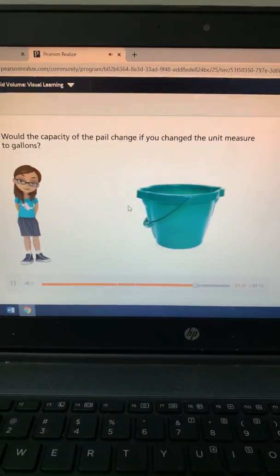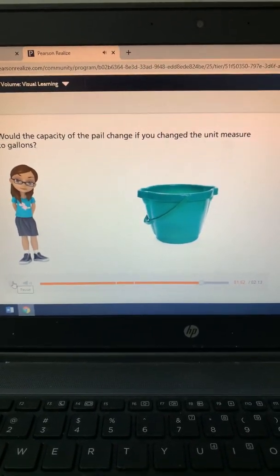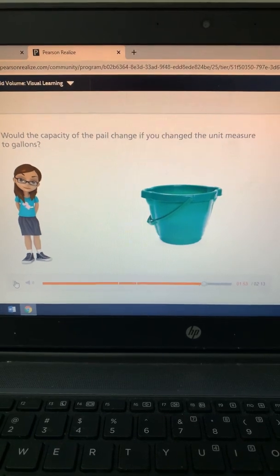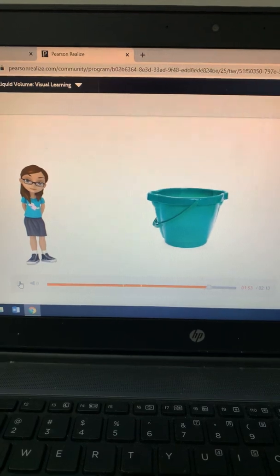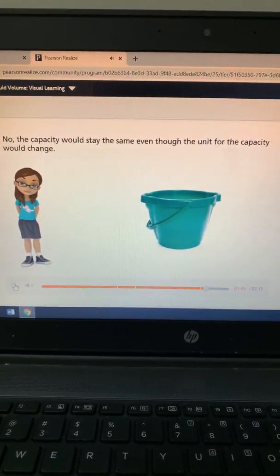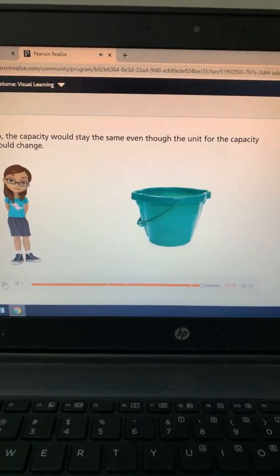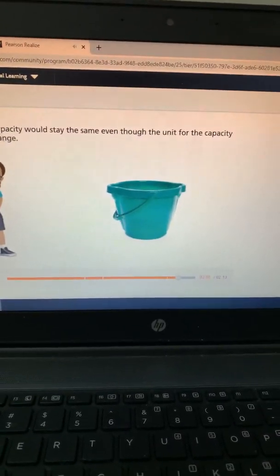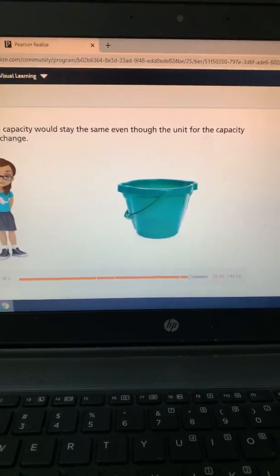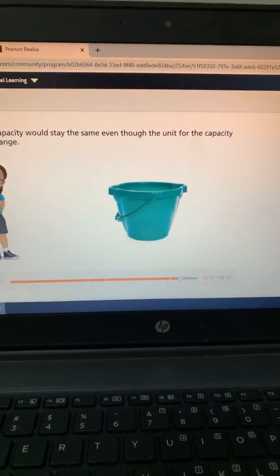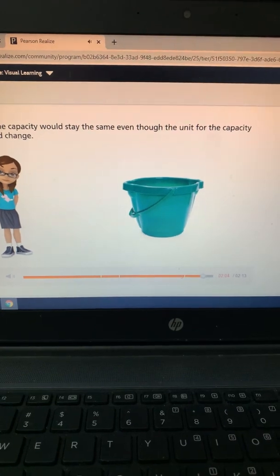Would the capacity of the pail change if you changed the unit measure to gallons? All right, so would the capacity change? Would it hold more or less if you changed it to gallons? No, the capacity would stay the same, even though the unit for the capacity would change. So the bucket didn't change. The bucket is the same size. That would still hold the same amount of water. The only thing that changes is whether you are measuring it in gallons, like a gallon of milk, or in liters. The pail would still hold the same amount of liquid, because the pail didn't change.